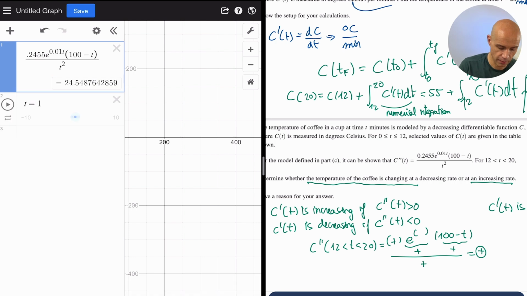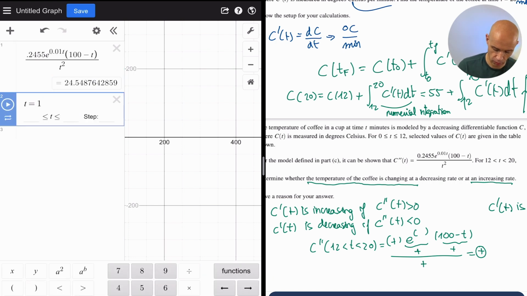Now we add this slider, and we just want to have t between 12 and 20, right? So you could say 12, and then you see it's positive, and then 20, and you see it's positive, and it's clearly a decreasing function. It's purely decreasing. So we don't expect a change of sign. It's not going to be 0 over t from 12 to 20, right?